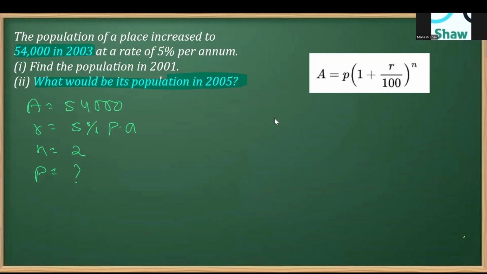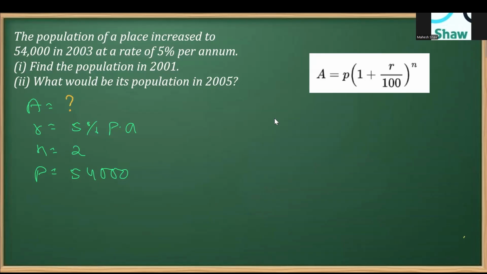So here also we can see that the time from 2003 to 2005 is 2 years only, and the rate of interest remains the same, that is 5% per annum. But what's the difference over here? Here we know the population of the preceding year and we have to get the population of the succeeding year. That means in that case, we are going to take 54,000 as the principal. That's the only difference. So 54,000 will be the principal and we have to determine the amount in this case.